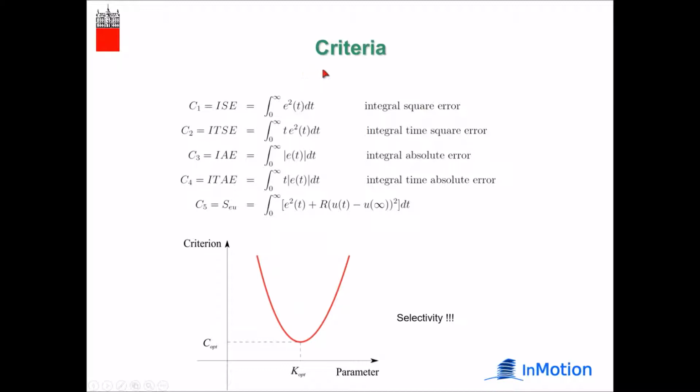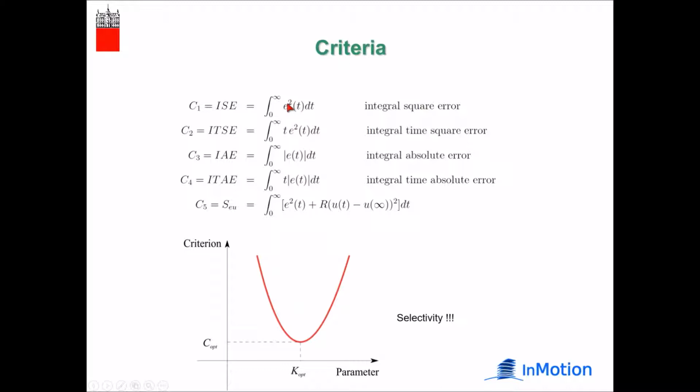This slide shows the possible criterion functions. These are integral square error, integral time square error, integral absolute error, and integral time absolute error. So all criterion functions are integral functions, and they use the error signal.